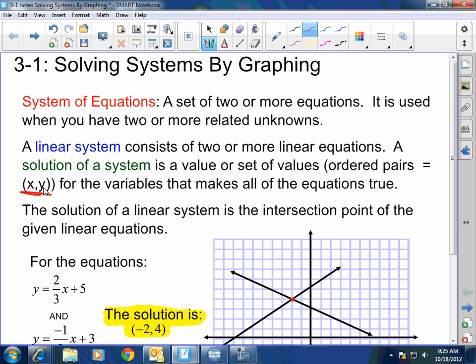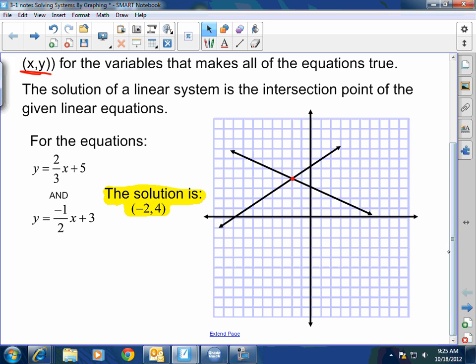Okay, now, I gave you a little example of what a system is. For the equations y equals 2/3 x plus 5 and y equals negative 1/2 x plus 3, the solution is going to be (-2, 4). Let me explain how and why I did this. First of all, let's do this one in blue, and then we'll do this guy in green so you can see the differences. We're going to first start with the blue equation, y equals 2/3 x plus 5. What's my y-intercept, please?